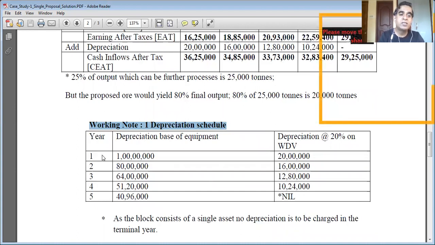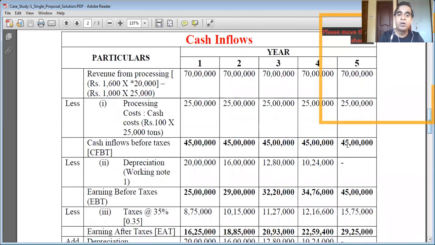So these are years, year 1, 2, 3, 4, 5, the life of the new equipment. In this column, we have the depreciation base of equipment. And in the third column, we calculate the amount of depreciation at the rate of 20% on written down value method. So the initial cost of the equipment is 1 crore rupees. 20% of 1 crore rupees, 20 lakh rupees, is the amount of depreciation in year 1. So that is what we write here, 20 lakh rupees depreciation in year 1.